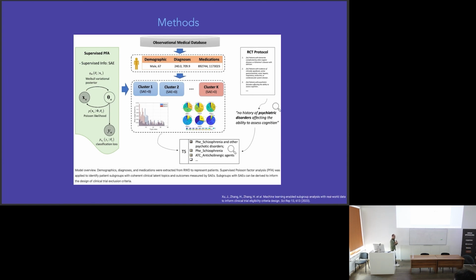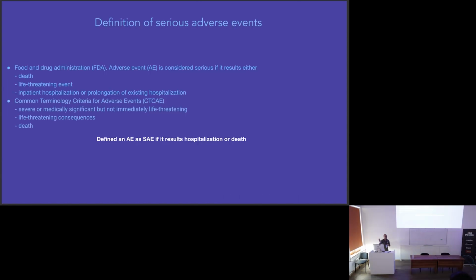During that process, it was unsupervised learning. They are doing Poisson factor analysis there. Then they are adding a supervised setting, changing that unsupervised setting to a supervised one. How? It was a simple ELBO maximization. They are adding the information about SAE, the label of whether the patient will have at least one serious adverse event or not, so they are optimizing the summation. The definition of serious adverse events they take from the FDA.